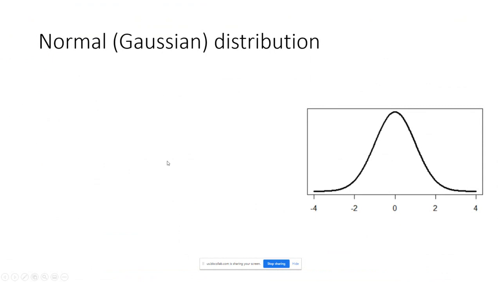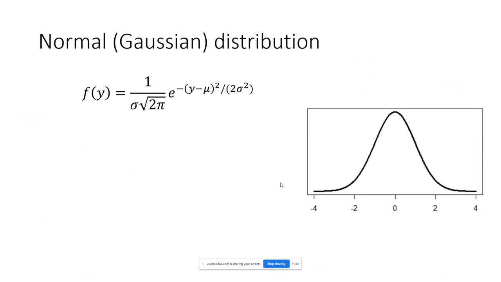All right, so the normal distribution, also known as the Gaussian distribution, is a distribution that you've probably seen before. It has this classic bell-shaped curve. So this is the graph of its density function. And this curve has this formula for its PDF.